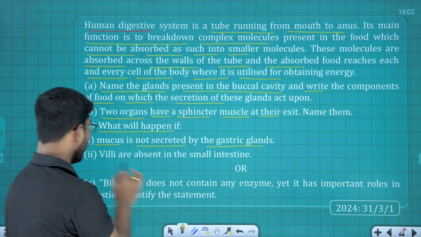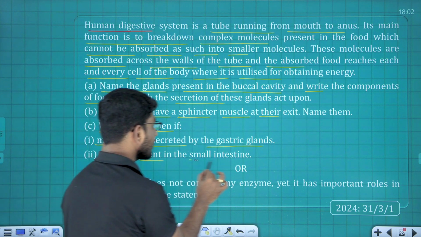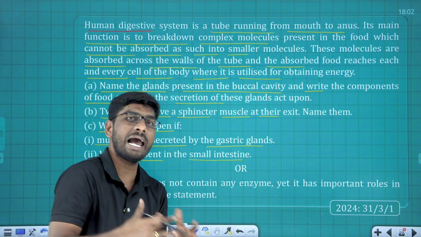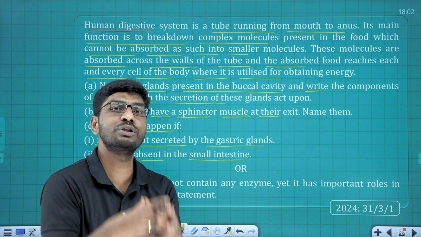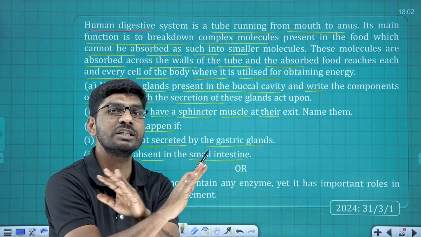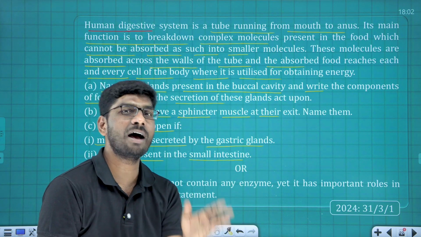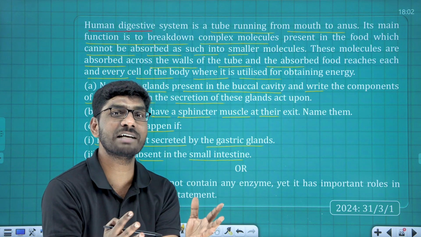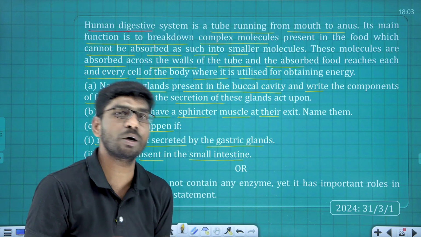Clear? Next, villi are absent in the small intestine. If villi are absent in the small intestine, absorption of digested food does not take place. Villi are very, very important to increase surface area for more and more absorption.